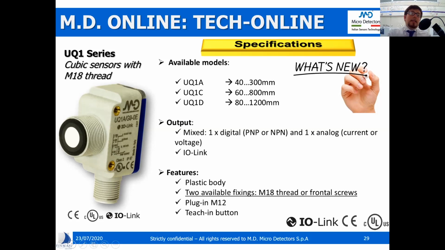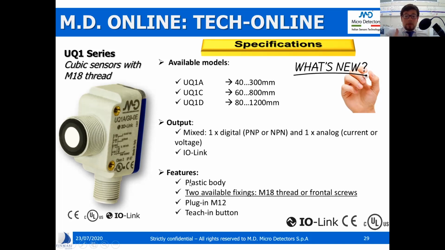In this case, if we look at the classification in terms of sensing distance, it is quite similar to the one we saw for the UK6 series. In particular, we have UQ1A, UQ1C, UQ1D with the same ranges of the UK6 models. But on the other side, we have different kind of output for this series, because we have just mixed output, digital plus analog, and of course the models with IO-Link communication.